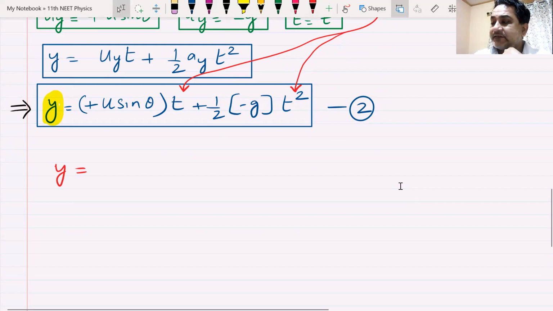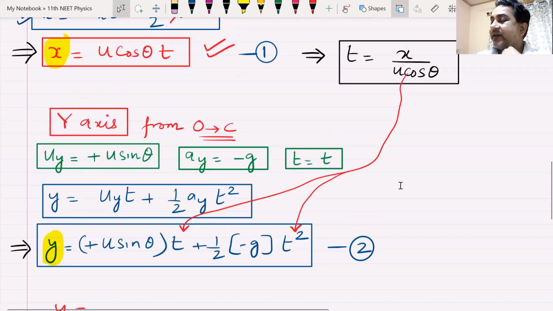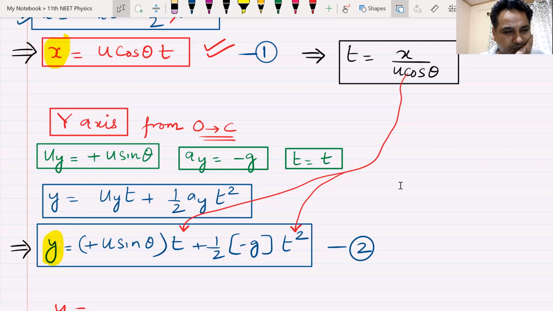Put the value of time from equation number 1, put it in equation number 2, and get me the answer. I'll give you time to do this.